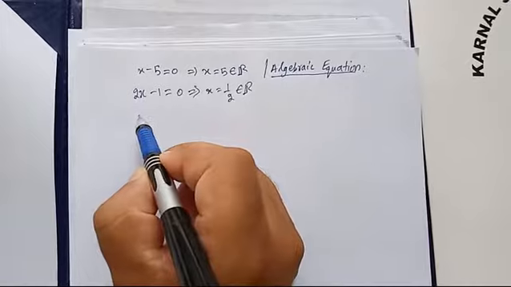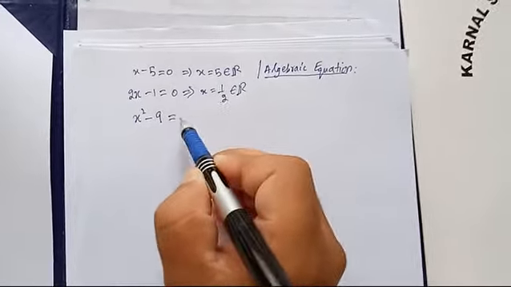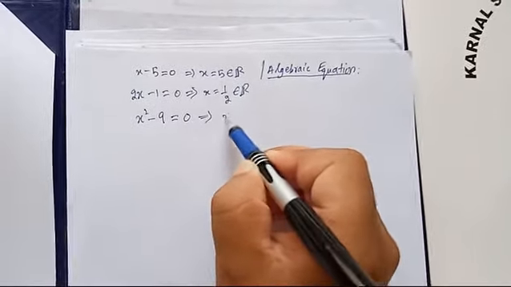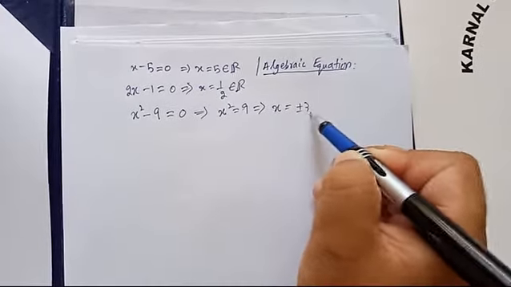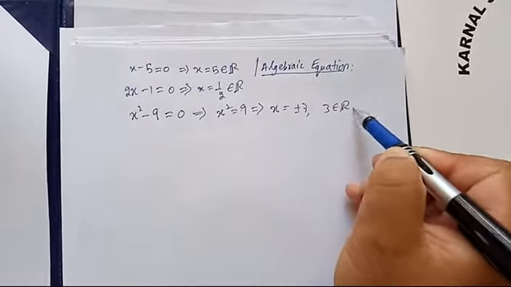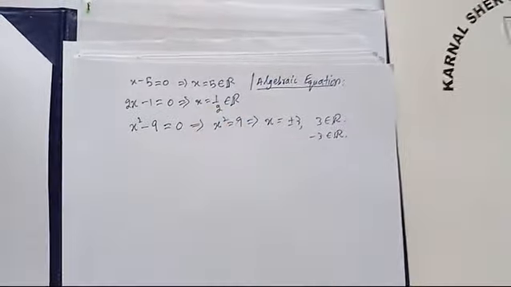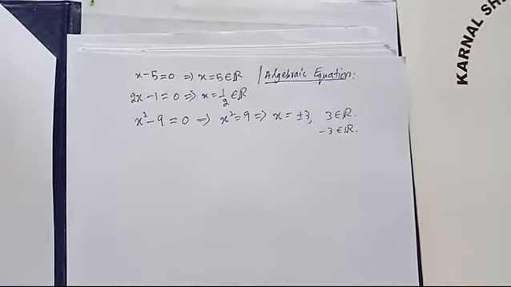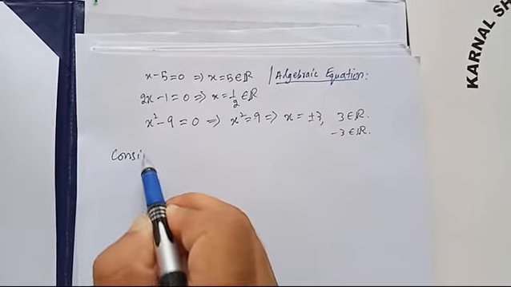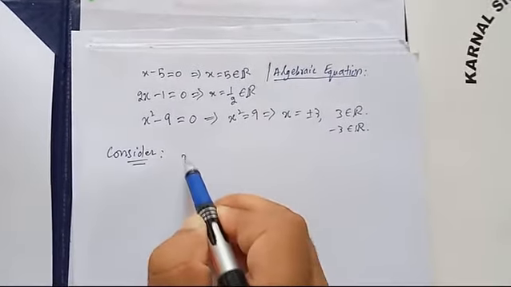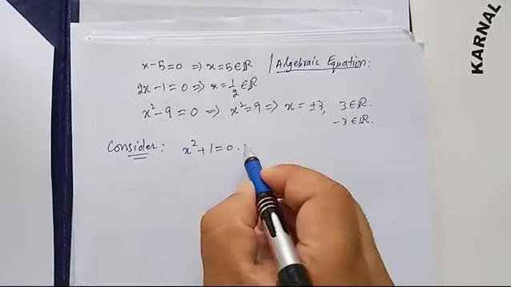Now if I switch to an algebraic equation which is quadratic, you see that x square minus 9 equal to 0. This implies that x square is equal to 9, which implies that x is equal to plus minus 3. Now we know that plus 3 belongs to the set of real numbers, and minus 3 also belongs to the set of real numbers. So there is no confusion when you are solving such type of equation. But if you consider an equation of the type x square plus 1 equal to 0, then how can you solve this equation?